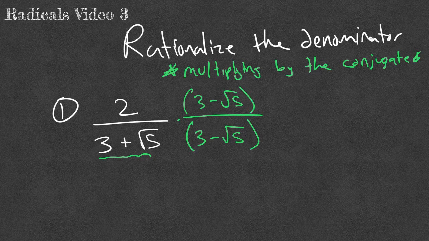Notice how I'm using parentheses. You've got to put this binomial in parentheses, and we have to put the one that was already in the denominator in parentheses too. Okay, now we distribute. So on the top, I get 2 times 3 is 6.